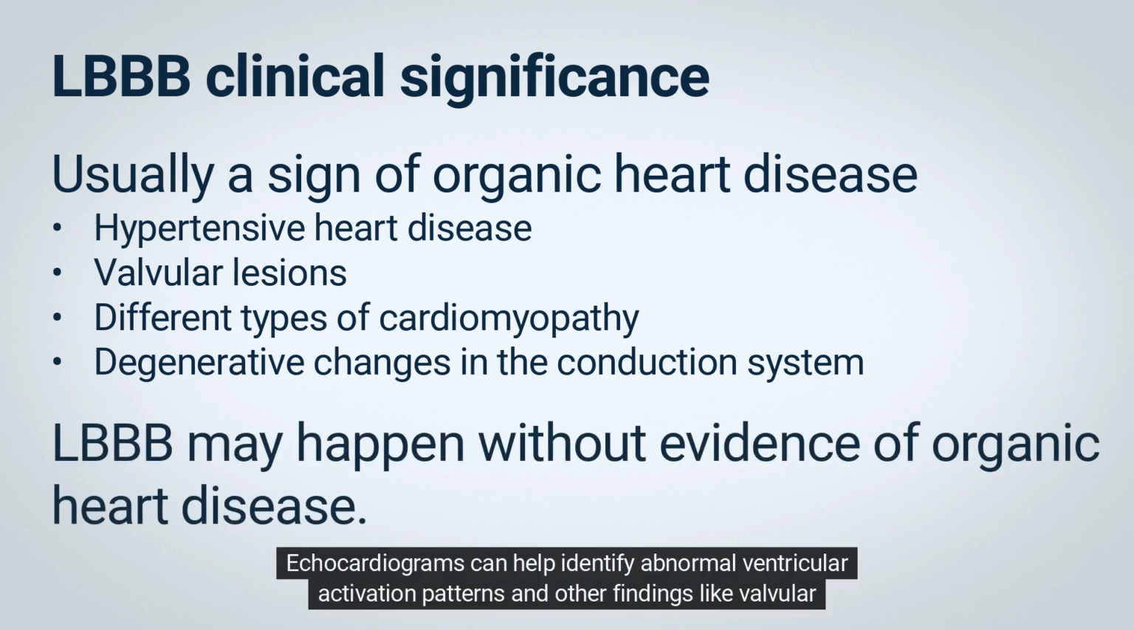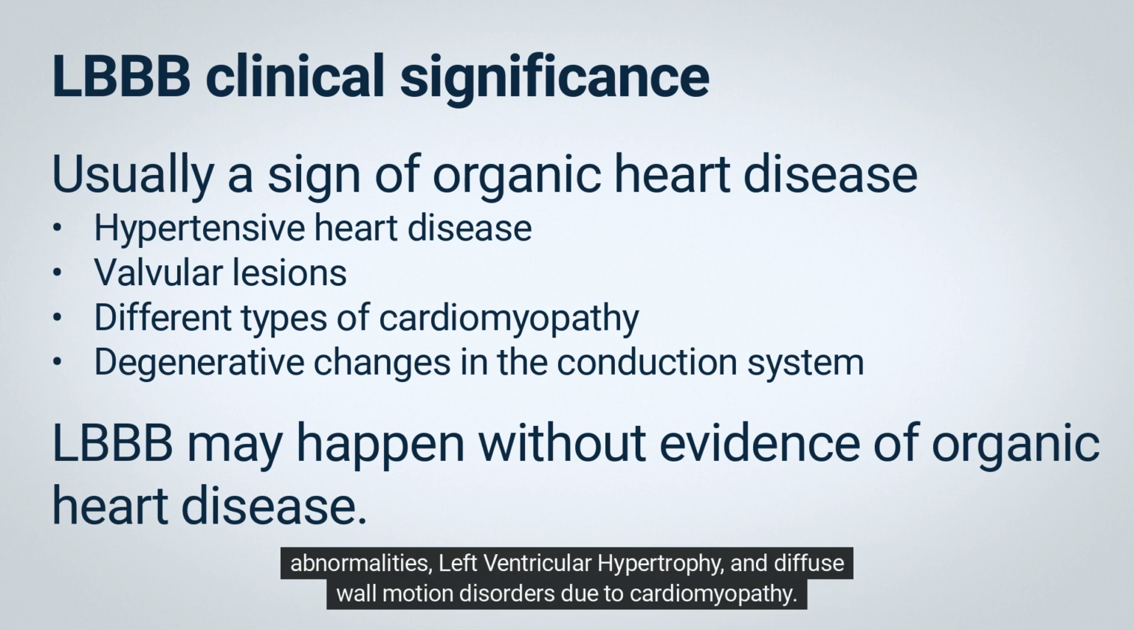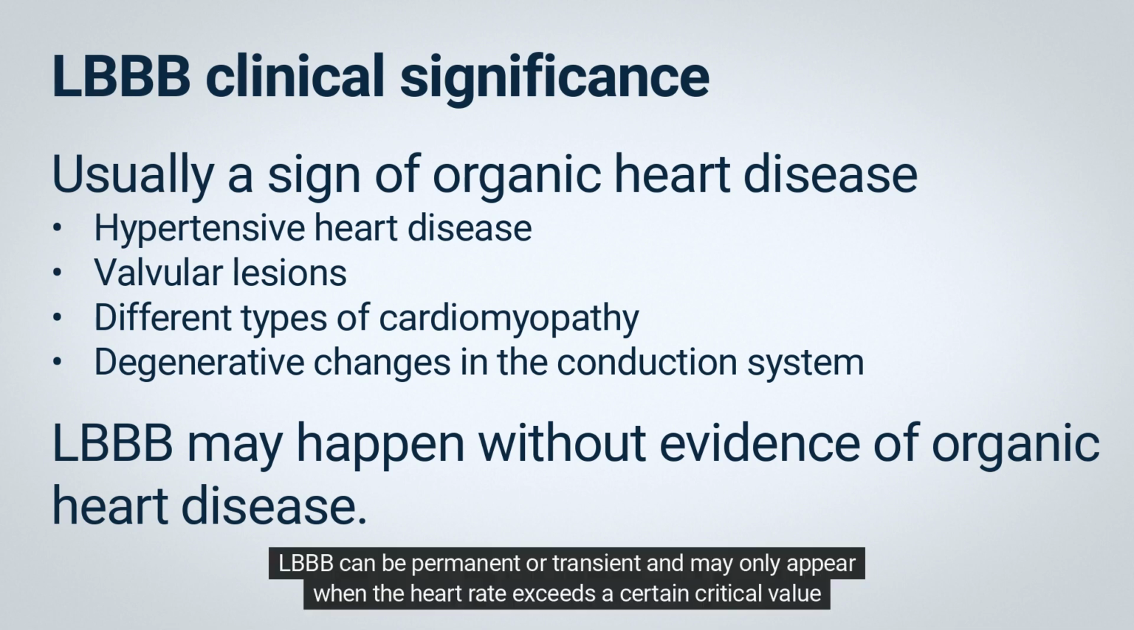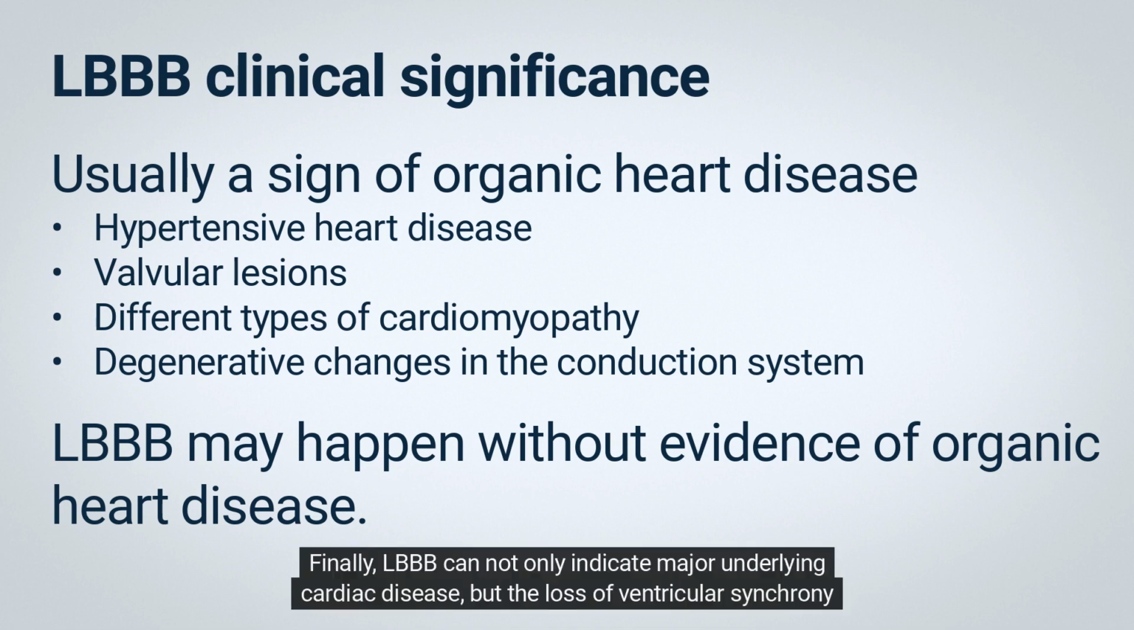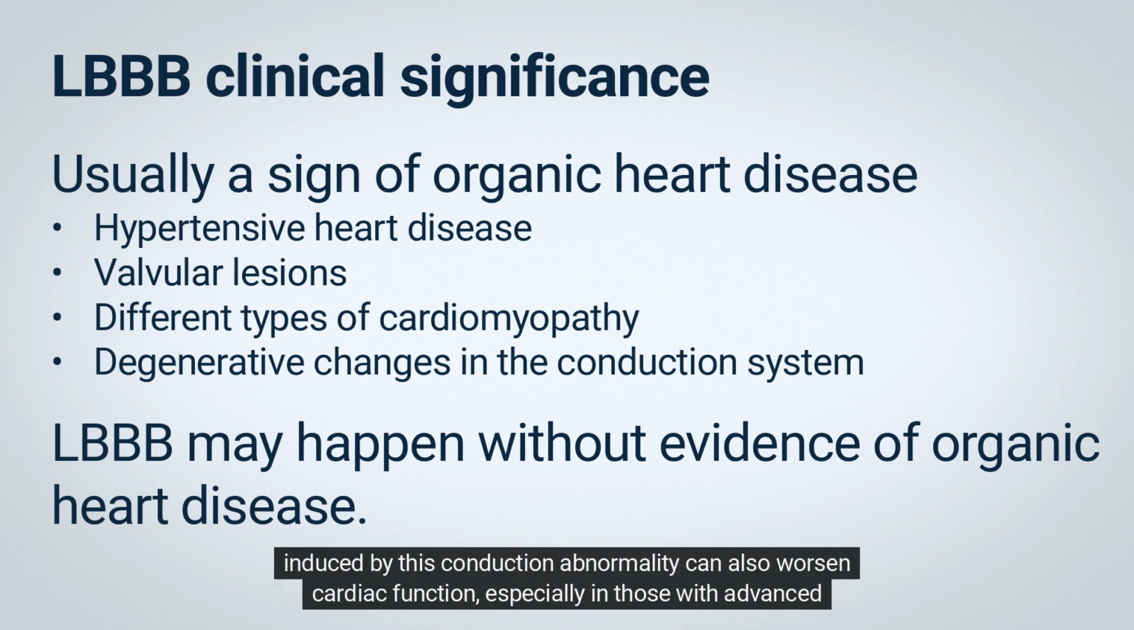Echocardiograms can help identify abnormal ventricular activation patterns and other findings like valvular abnormalities, left ventricular hypertrophy, and diffuse wall motion disorders due to cardiomyopathy. LBBB can be permanent or transient and may only appear when the heart rate exceeds a certain critical value or decelerates below a certain critical value. Finally, LBBB can not only indicate major underlying cardiac disease, but the loss of ventricular synchrony induced by this conduction abnormality can also worsen cardiac function, especially in those with advanced heart disease.